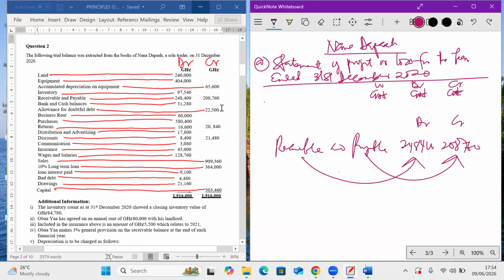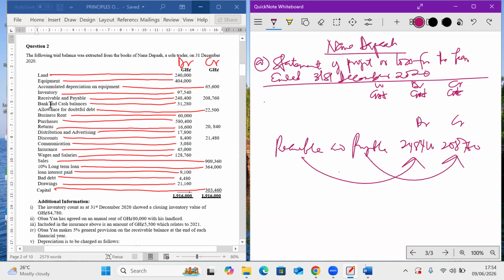I'll explain it. Business rent is the rent paid by the business for the premises it occupies. Purchases is on the debit side. It's an asset. Business rent is an expense. Allowance for doubtful debt is similar to, let's say, it's kind of a liability, but it's a provision. So it's a liability. Accumulated depreciation too is like a liability, it's a provision.